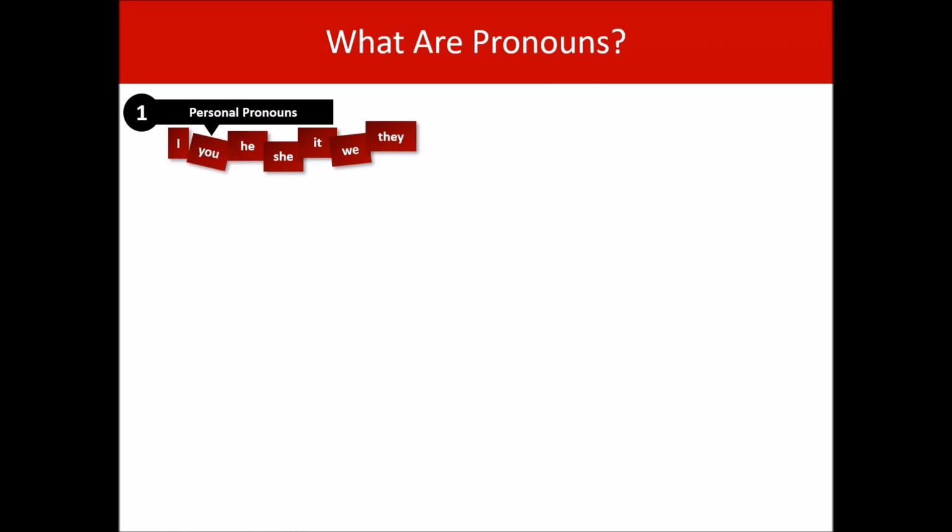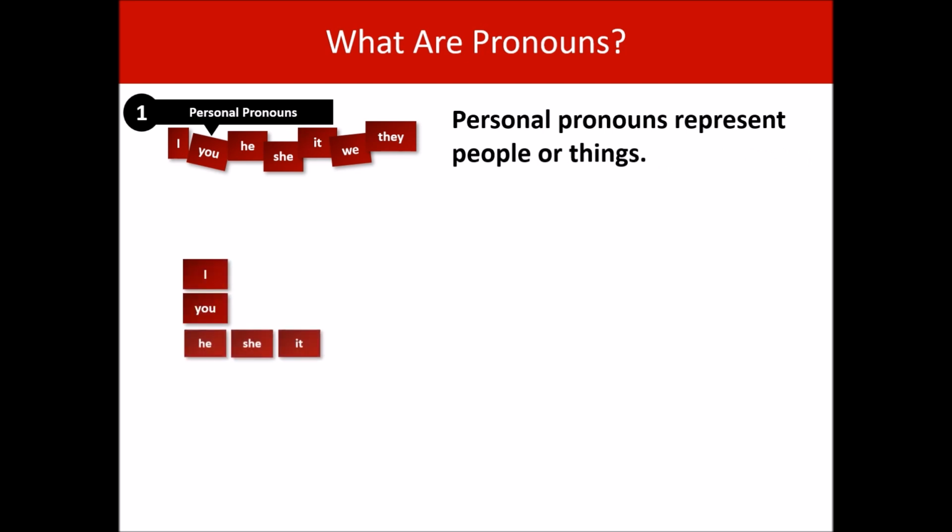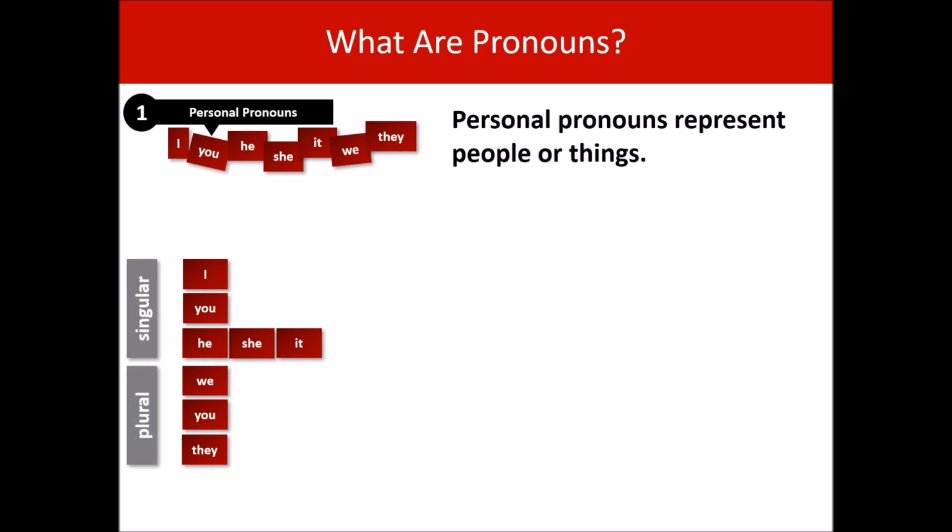Let's start with personal pronouns. Personal pronouns represent people or things. I, you, he, she, it. We, you, they. These are the personal pronouns. The top 3 rows are singular, and these bottom 3 rows are plural.